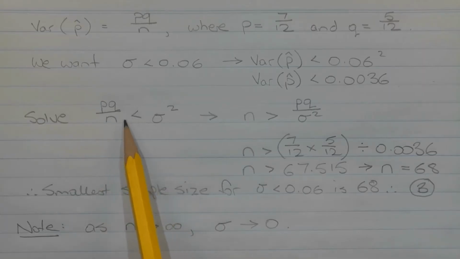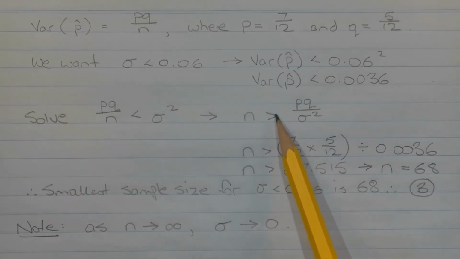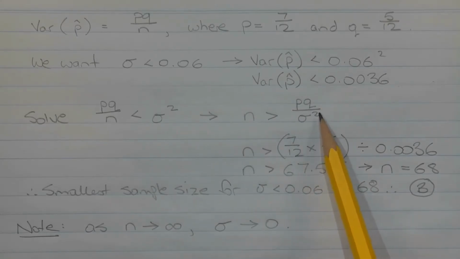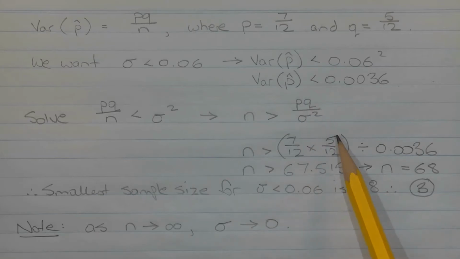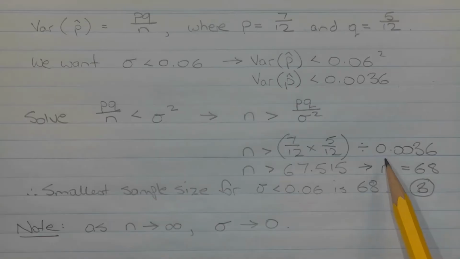pq over n less than sigma squared, which represents the variance of the sample proportion. Rearranging this inequality to isolate n, we want n greater than pq over sigma squared. Now p is 7 over 12, q is 5 over 12, and sigma squared, or the variance, is 0.0036. So we want n, an integer n that is, greater than 7 over 12 times 5 over 12 in brackets divided by 0.0036.